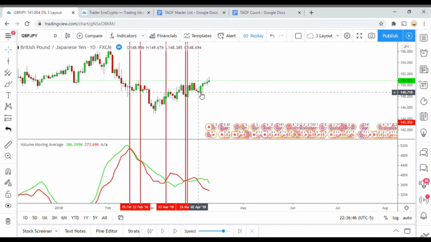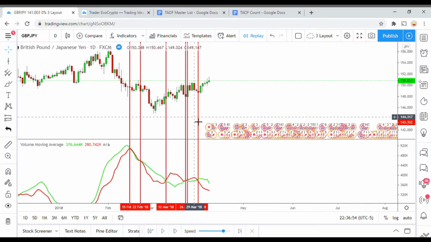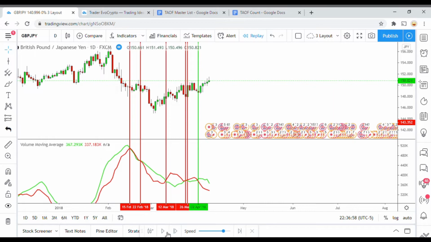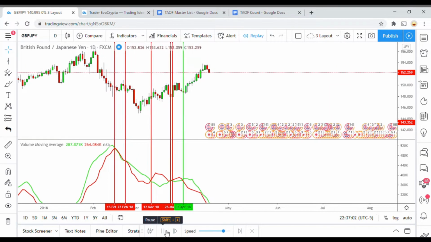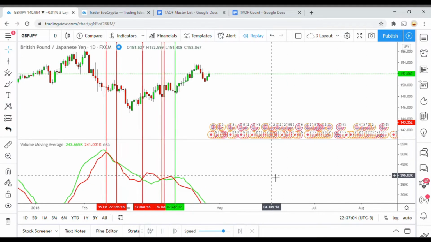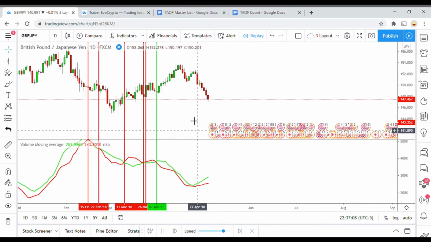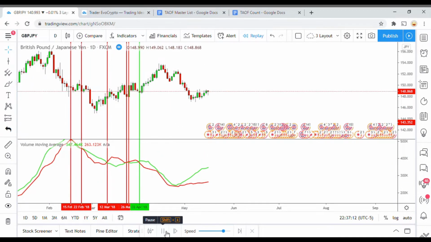And then we pick up a buy right here. It looks like we get our first take profit trade so far. Let's keep playing it forward here. It's interesting to see what exactly this indicator is going to do.